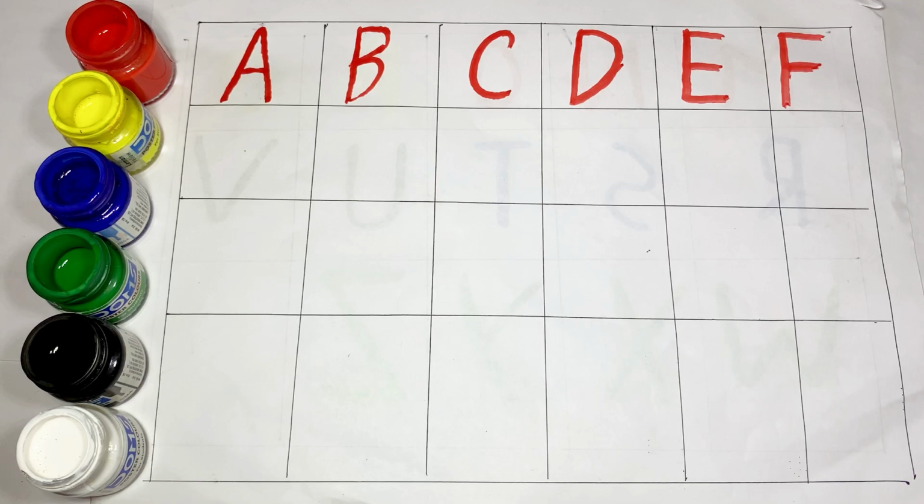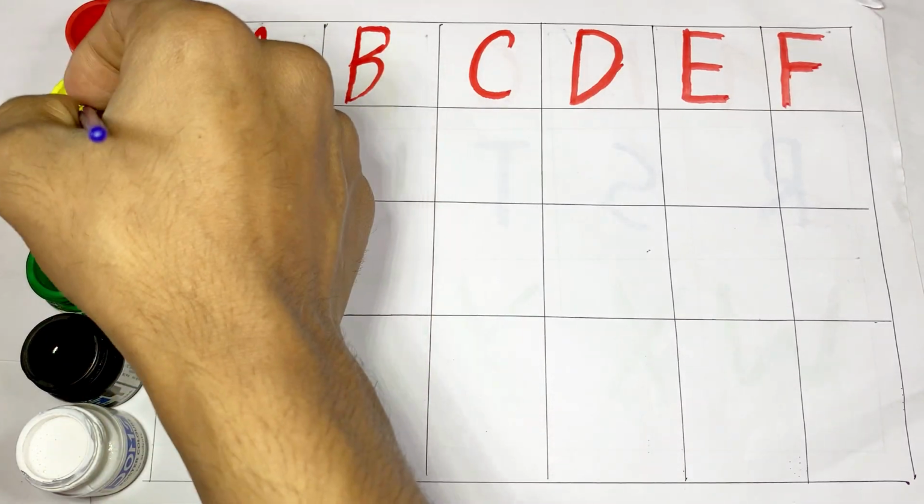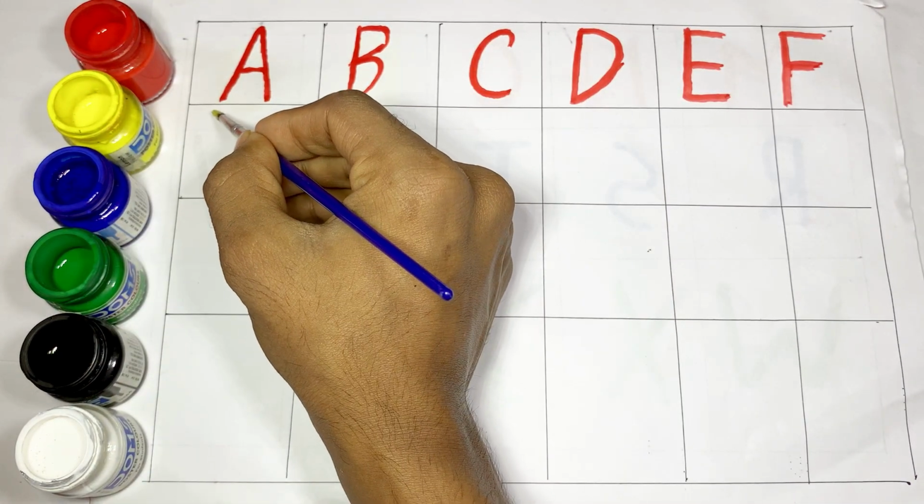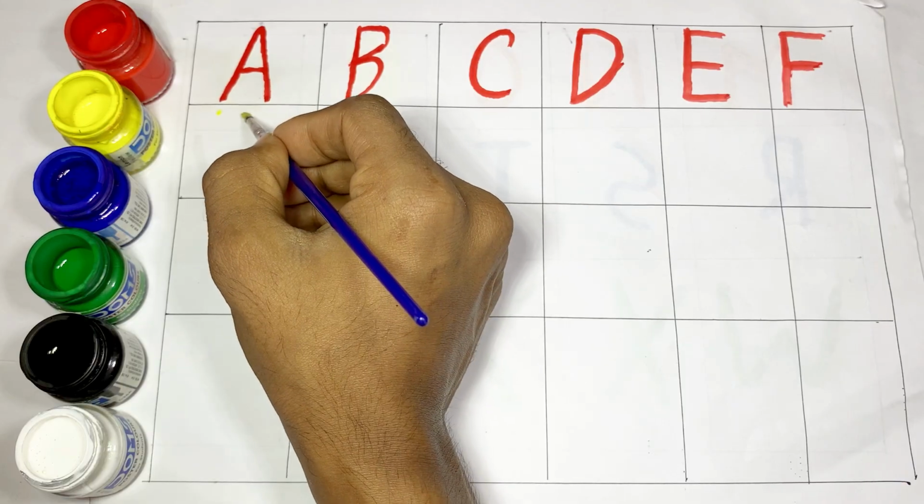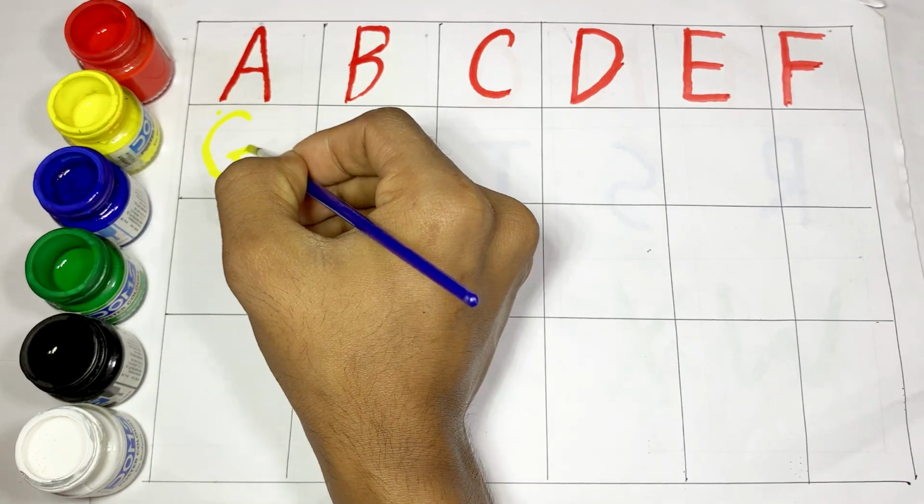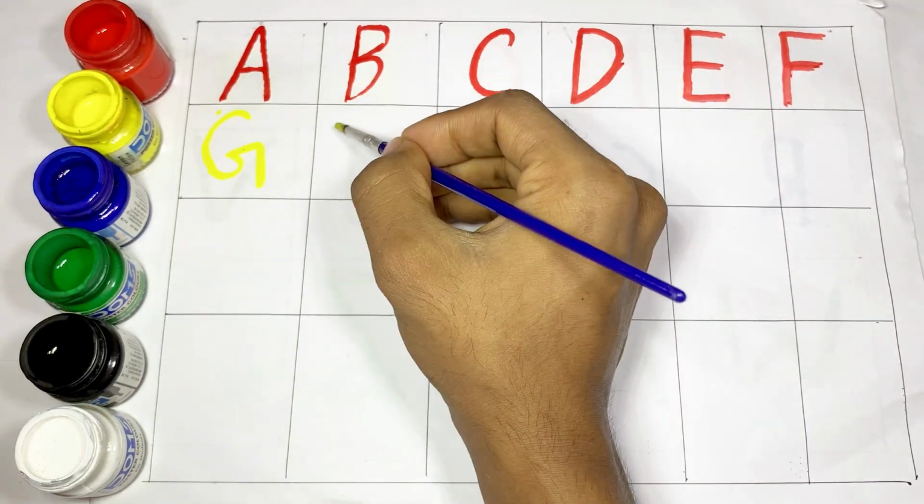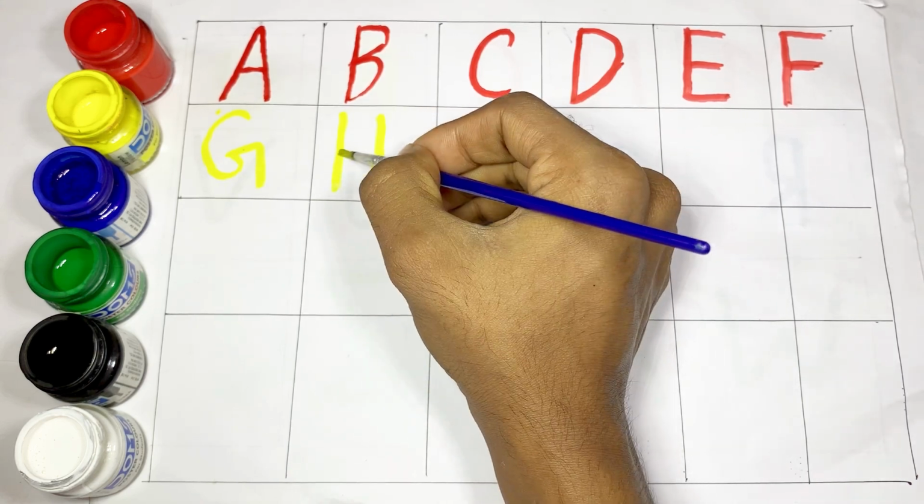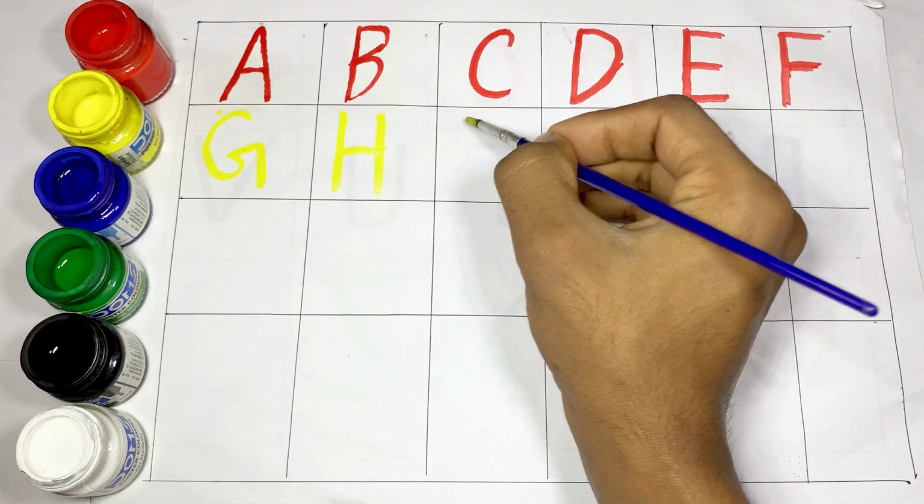for God, G for glass, and use yellow color. The alphabets of G. H for hand, H for helicopter.